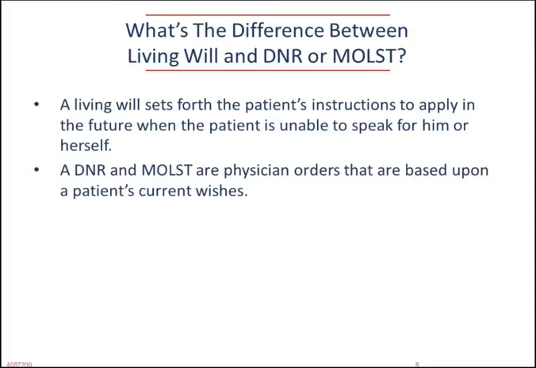What's the difference between a living will and a DNR or MOLST form? A living will, as we said before, sets forth the patient's instructions to apply in the future when the patient is unable to speak for him or herself. A DNR and a MOLST form are actual physician orders that are based upon the patient's current wishes, so they apply immediately.